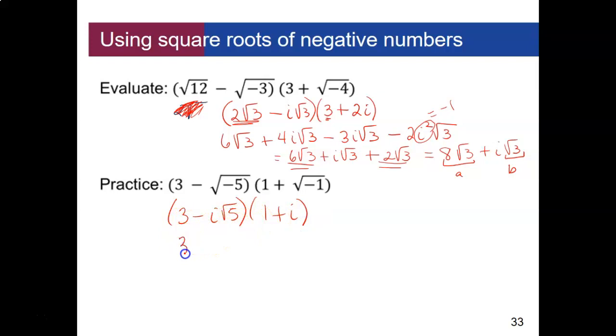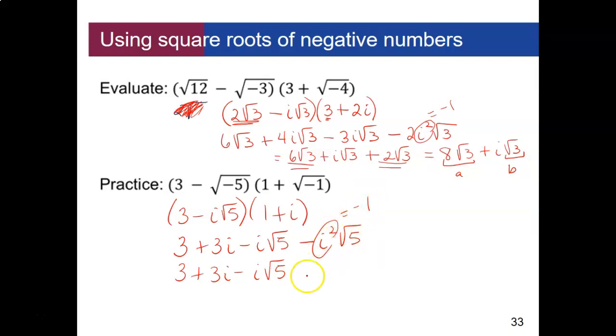So 3 times 1 is 3. Outer would be 3i. Inner is going to be negative i on the square root of 5. And then last will be negative i squared on the square root of 5. So 3 plus 3i minus i on the square root of 5. And then here, this is going to be a negative 1. So negative times a negative gives me a positive square root of 5.